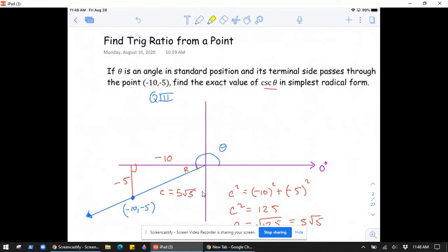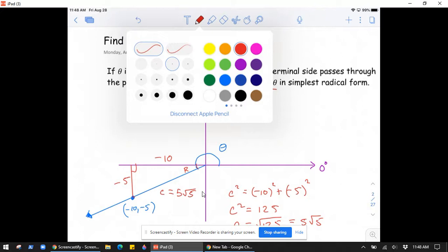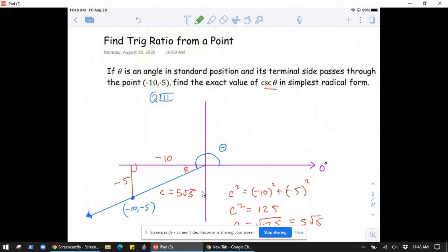Okay, and so now we apply the definition of cosecant. Cosecant is the reciprocal of sine. Sine is opposite over hypotenuse, which means that cosecant is hypotenuse over the opposite side. And of course, this reduces to negative square root of 5.